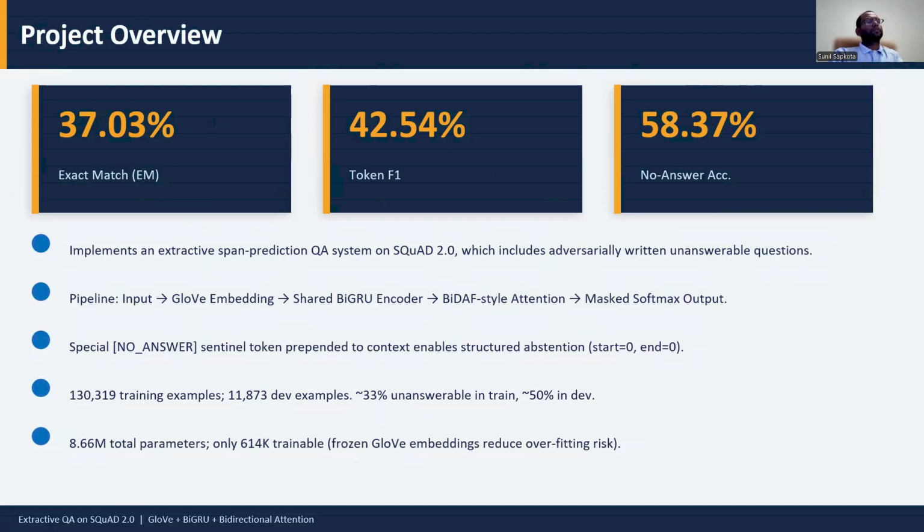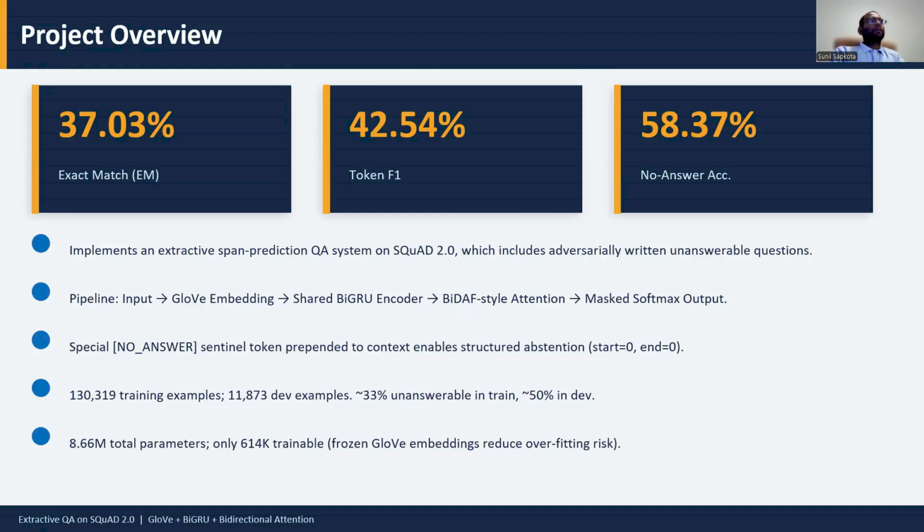So let's have a project overview. What does the project do? It reads a passage and a question, then finds an answer directly from the text. The tricky part is that SQuAD 2.0 includes questions that have no answer at all. To handle that, I added a special no-answer token so the model can say, I don't know, in a clear way. The model has 8.66 million parameters, but only 614K are trained. The rest are frozen, to reduce overfitting.